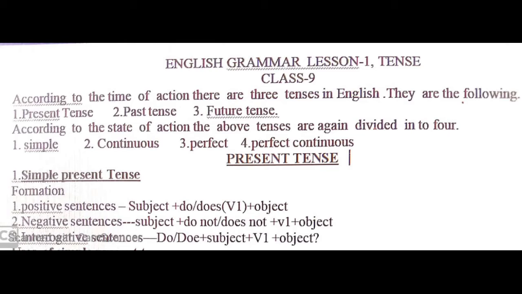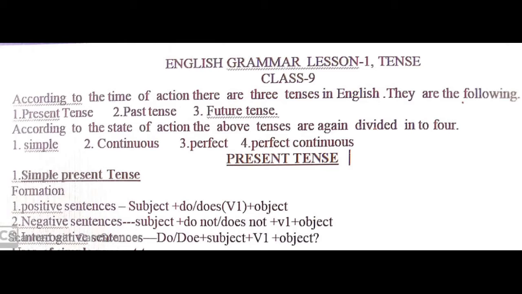Then first one, present tense. Present tense is divided into 4: simple present, present continuous, present perfect, present perfect continuous. In simple present tense, what is the structure? How can we write the sentence in simple present tense?